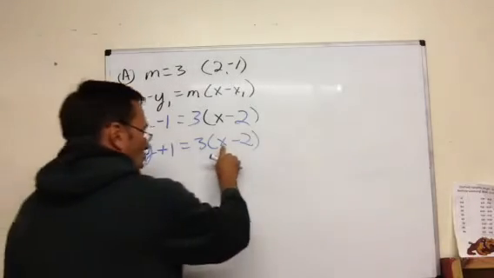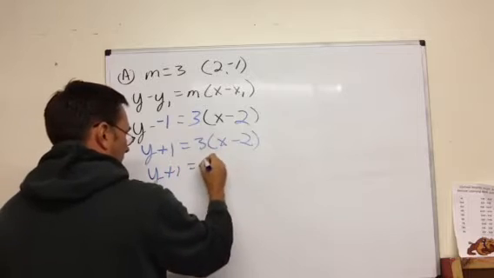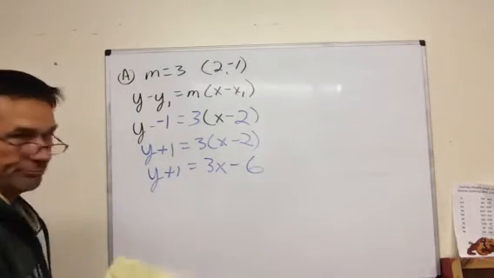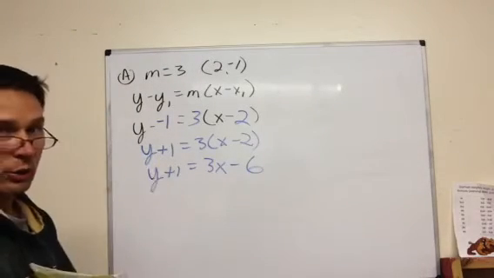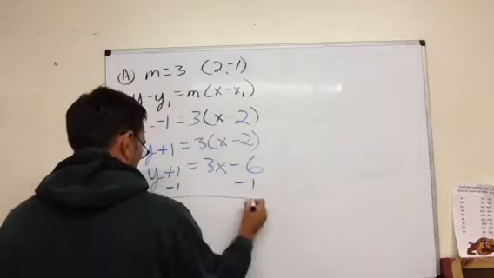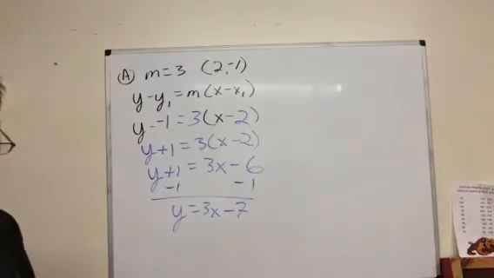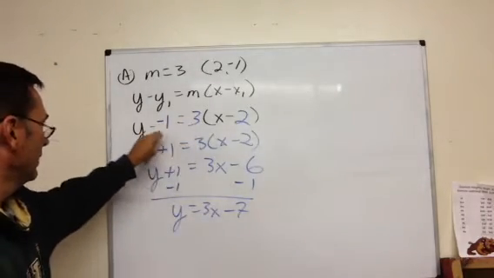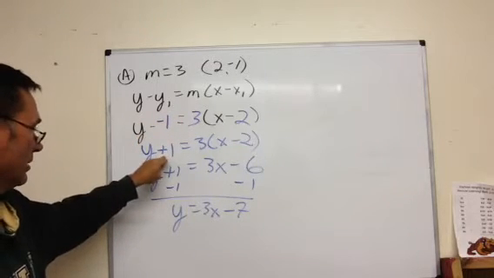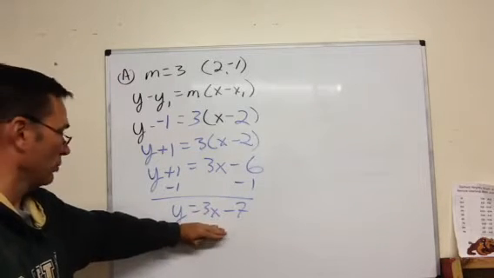Whenever you see parentheses, solve the parentheses first by distributing. 3 times x is 3x. 3 times -2 is -6. Just like we did when we solved equations, we'll deal with the parentheses first. Now, let's get y by itself, and add your opposite. y equals 3x minus 7. And we are done. We plugged it in. If we saw minus a negative, we changed it to addition. And then we changed it from point-slope form to our slope-intercept form, the y equals mx plus b.